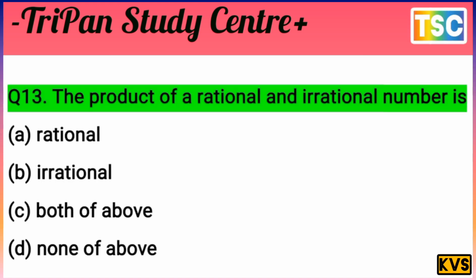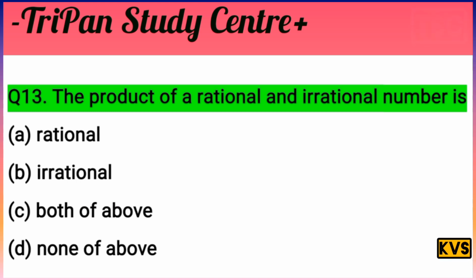Let's see the next question. The product of a rational and an irrational number is: A, rational number; B, irrational number; C, both of the above; D, none of the above. That is an important question for the exam. First of all, check your knowledge. You must select an option. I give you a few seconds to think of your answer. Let's see the answer.